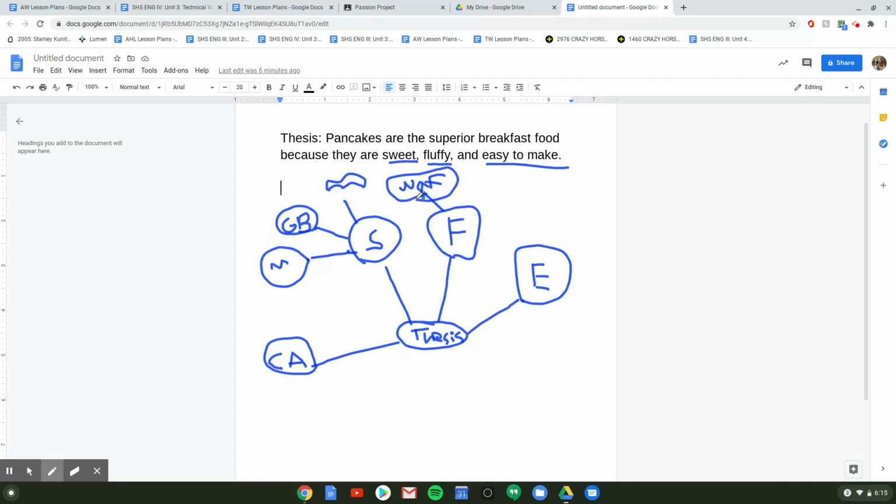Then maybe I'm going to jump down here to easy to make, and also go along the way of thinking of waffles. So you have to use a waffle iron to make waffles, and that's a little bit inconvenient. Then for counter arguments, maybe I would think of the other breakfast foods that other people would say. So maybe like granola, or someone may say, let's see, I mean, we could do waffles again.